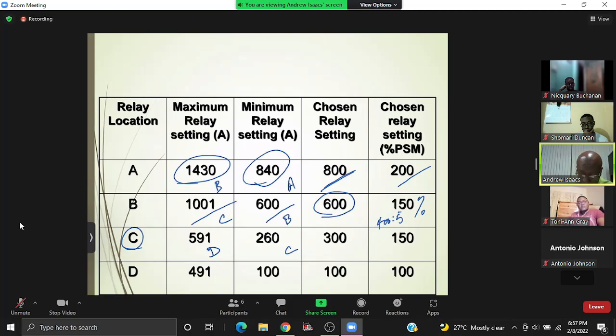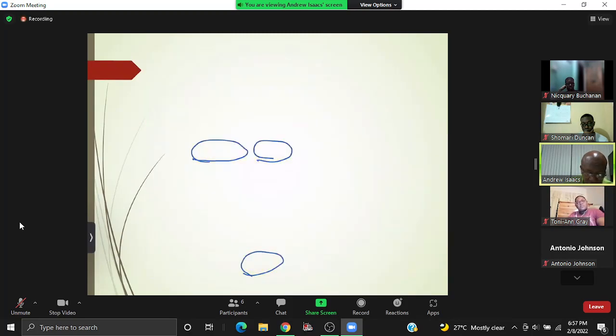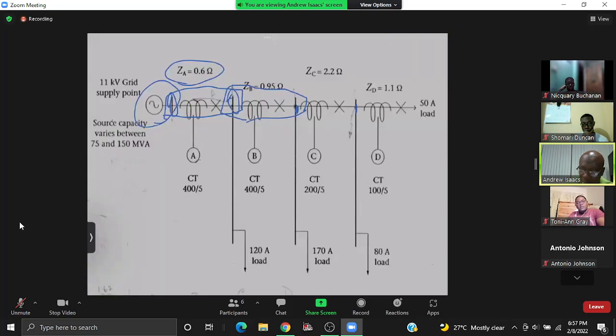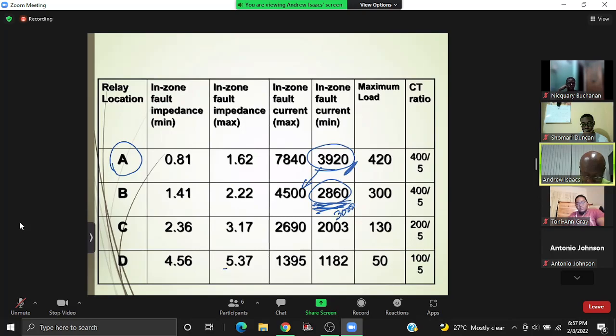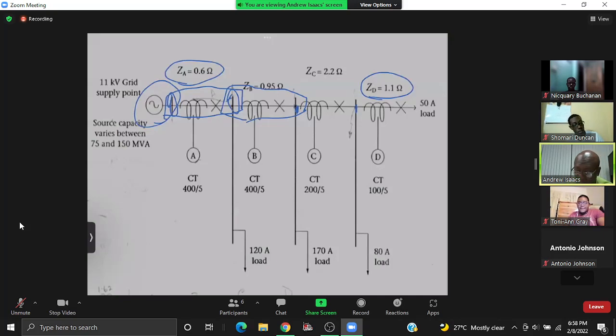All right, and for D, as I said before, we would simply be adding this, the 1.1, to the values here in order to get the minimum fault. You with me? So this would be 982, I think. All right? And then C would correspond to that minimum current, because the minimum fault current would occur if I went to the end of the line. The minimum in-zone fault current would have occurred up here. But the minimum that D would see would occur at the end of the line, because it would now have to go through the additional 1.1.